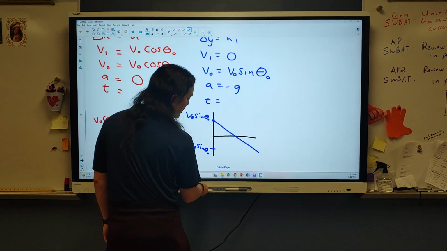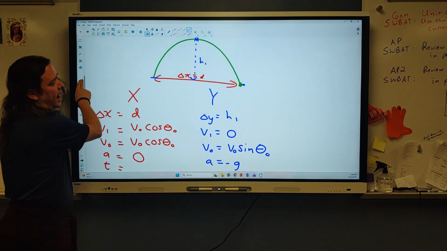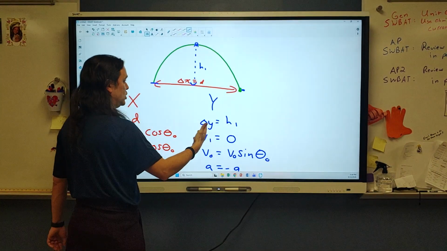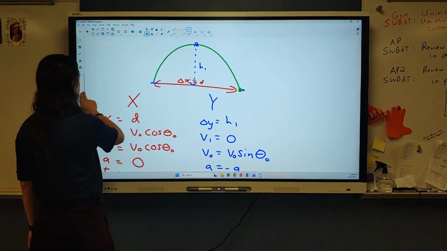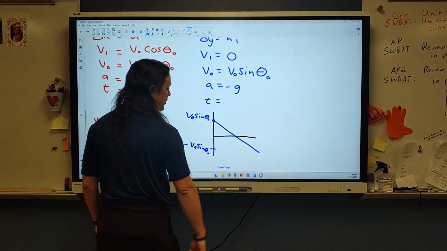In this case, one of the things to bring up is, first off, our slope of this graph is a negative constant value. It should be negative g. We are not given any numbers. That's why we're sketching, not plotting. But we do need a negative slope.